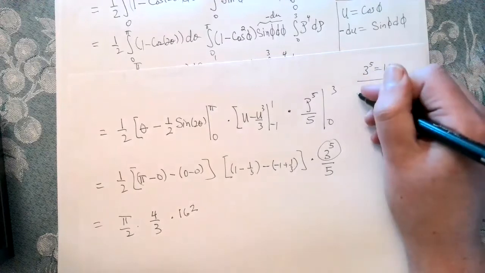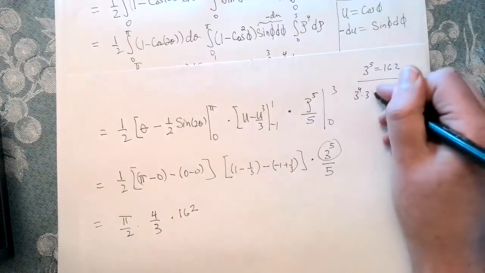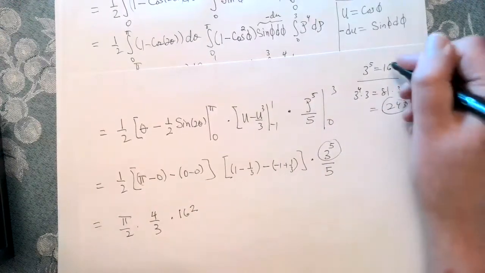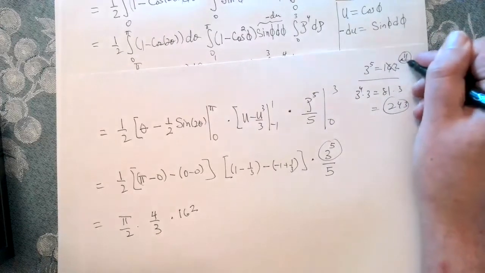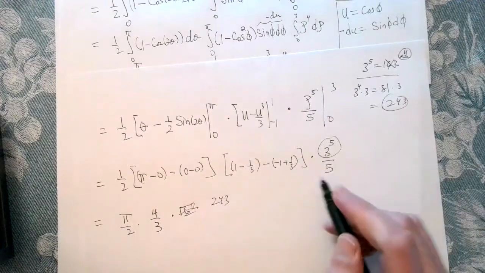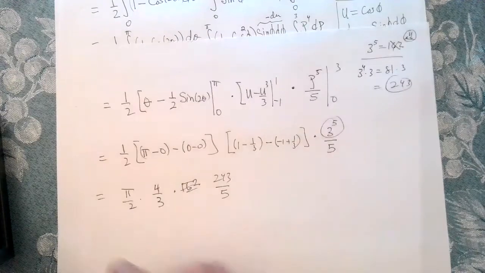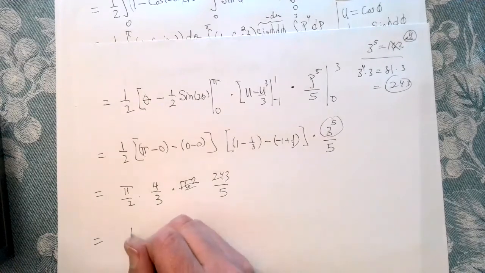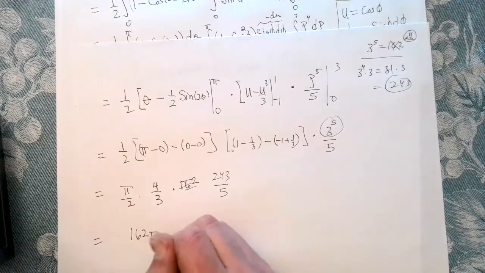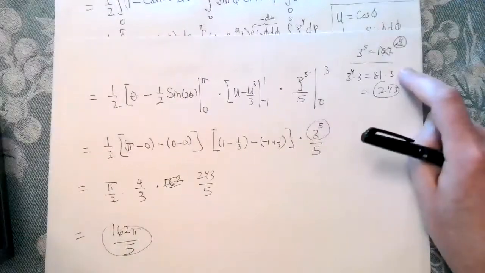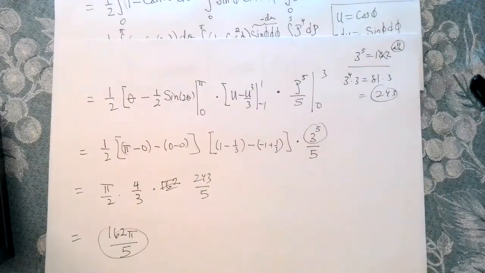Yeah, that's right. That makes sense. Okay, so we've got 3 to the 4th times 3, which is equal to 81 times 3. And that, oh, that is 243. Look at that. Oops. Mistake of the day. There you go. Okay, so how about 243 as promised? So 243, that's over 5. And so altogether, we get 162 pi over 5. There we go. Did you catch that? I bet you did. Okay, cool problem. Very, very, very useful technique.